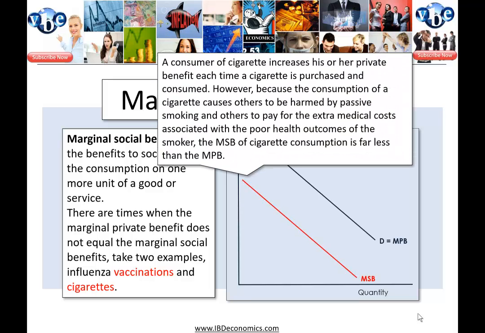And we have the opposite situation for cigarette consumption. So when we purchase cigarettes, there is a private benefit each time a cigarette is purchased and consumed. But because the consumption of a cigarette causes significant harm to others, we get passive smoking, which leads others to pay for extra medical costs associated with the poor health outcomes of the smoker. The marginal social benefit of cigarette consumption is far less than the marginal private benefit. So when the individual cigarette is consumed, there's a private benefit, but there's a negative effect on others around that person who is consuming the cigarette. So the marginal social benefit is lower.